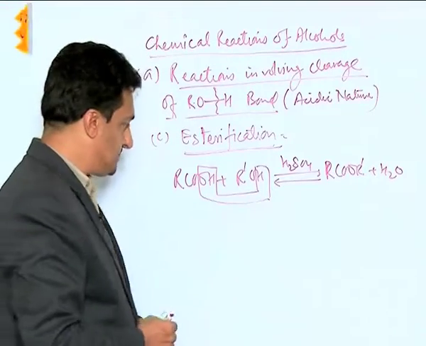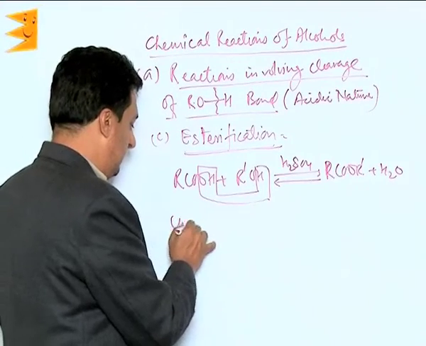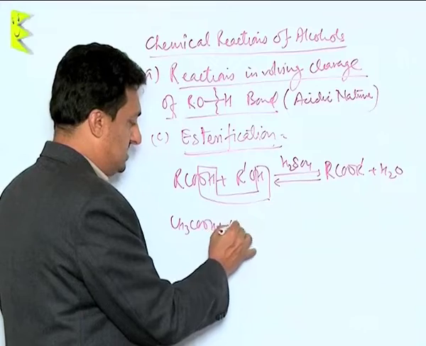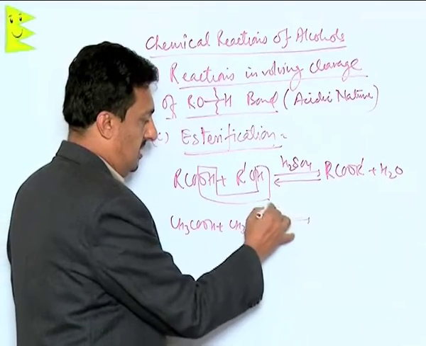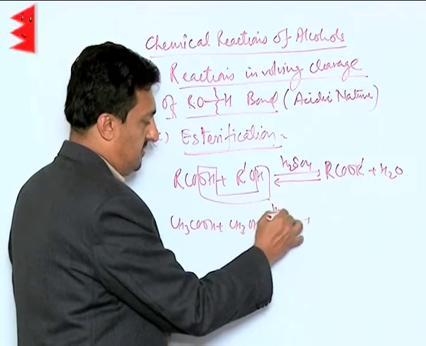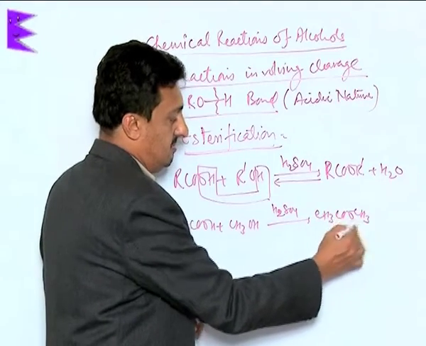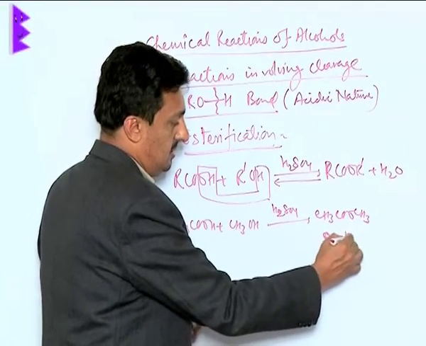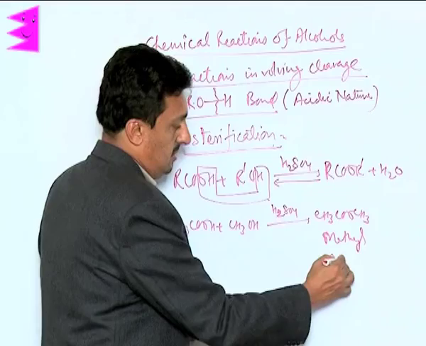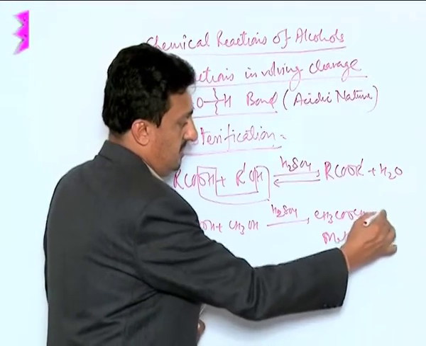is avoided. We can take the example of taking acetic acid and methanol, which is done in presence of sulfuric acid. What we get is methyl acetate plus water.